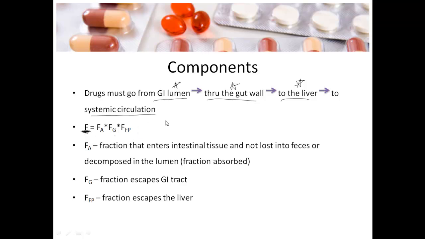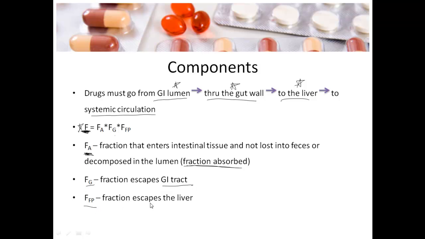Now we can break up each one of those parts and look at how each one affects bioavailability. First, we'll look at FA. FA is basically just the fraction of the drug that is absorbed. So it's the fraction that enters the intestinal tissue and is not lost into the feces or decomposed in the lumen. I guess it makes sense why bioavailability is expressed as the term F, because it's all looking at fractions. FG is the fraction that escapes the gut.